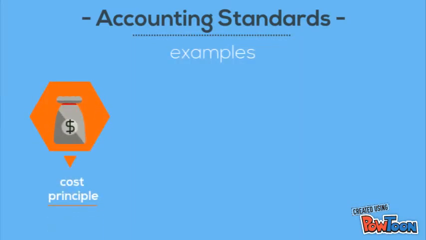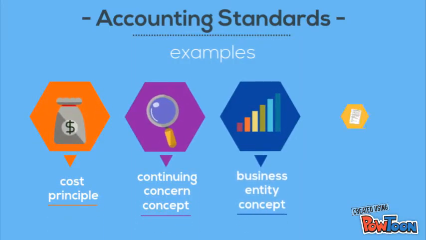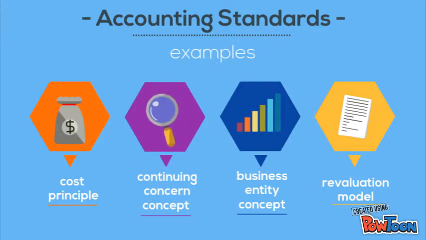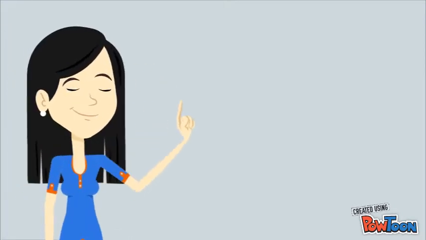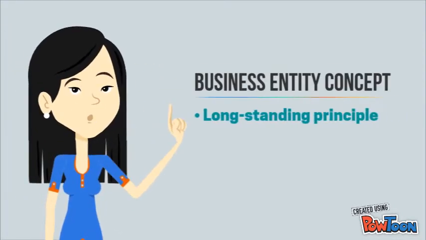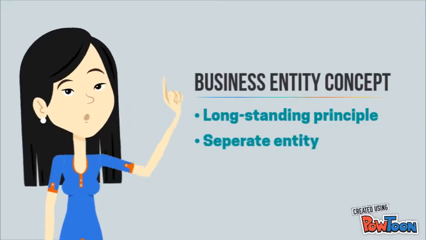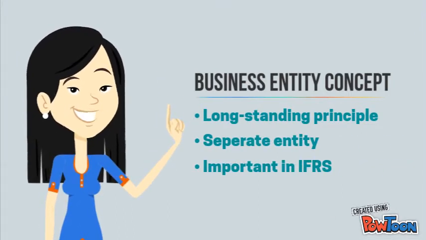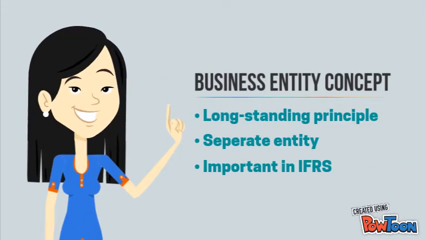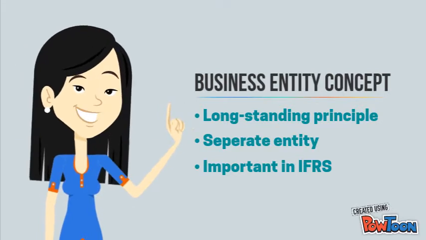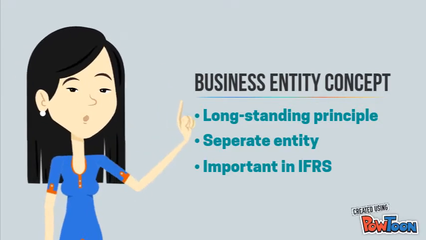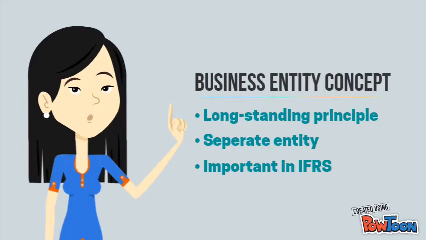A few examples of the accounting standards include the cost principle, the going concern concept, the business entity concept, and the revaluation model. The business entity concept is a long-standing principle that keeps accounting for a business organization separate from the personal affairs of the owner or other businesses. Without this concept, the records of multiple entities would be intermingled, making it quite difficult to determine the financial position of a business.